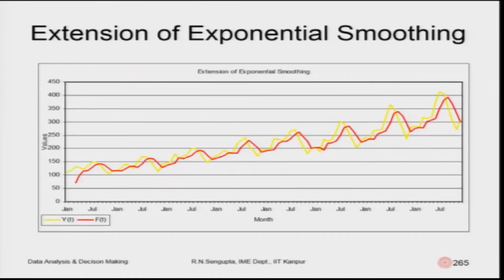For the extension of this exponential smoothing, I take the same data set with different values of alpha 1, alpha 2, alpha 3, and plot it. The yellow one is the actual value, the red one is the predicted value, and I take different combinations of alpha 1, alpha 2, alpha 3, keeping in mind that the sum is 1. Then I can find a good fit such that the way the actual value fluctuates is very well mimicked by the forecasted values.